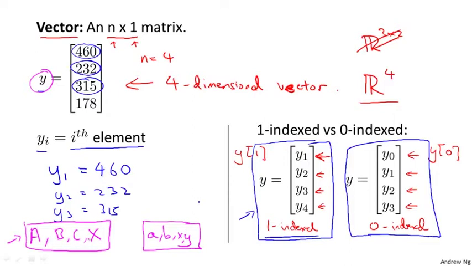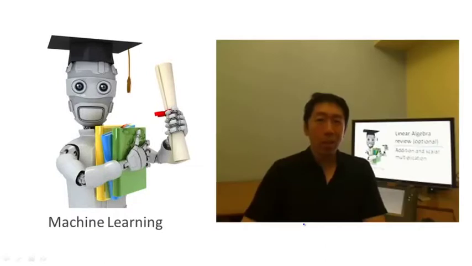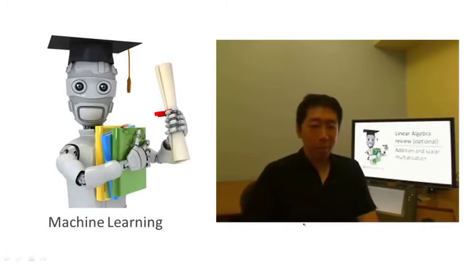So you now know what matrices and vectors are. Next, we'll talk about some of the things you can do with them. In this video, we'll talk about matrix addition and subtraction, as well as how to multiply a matrix by a number, also called scalar multiplication.